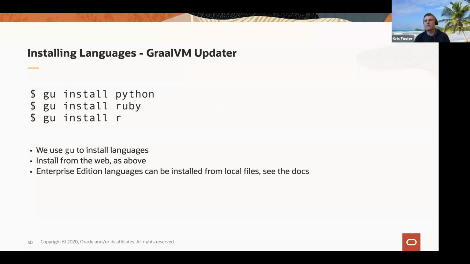If you're using the community edition, basically you can just type gu install Python, Ruby, whatever, and it will download and install the language. If you're using the enterprise edition, you need to download the language jars, because of accepting license terms, etc., and then install them using some flags and a file path. But again, that's covered in the docs, but it's not that different really. Basically, we use this package tool to install and update the languages that are available on the JVM. And as new languages become available on the GraalVM, you'll be able to use gu to install them.